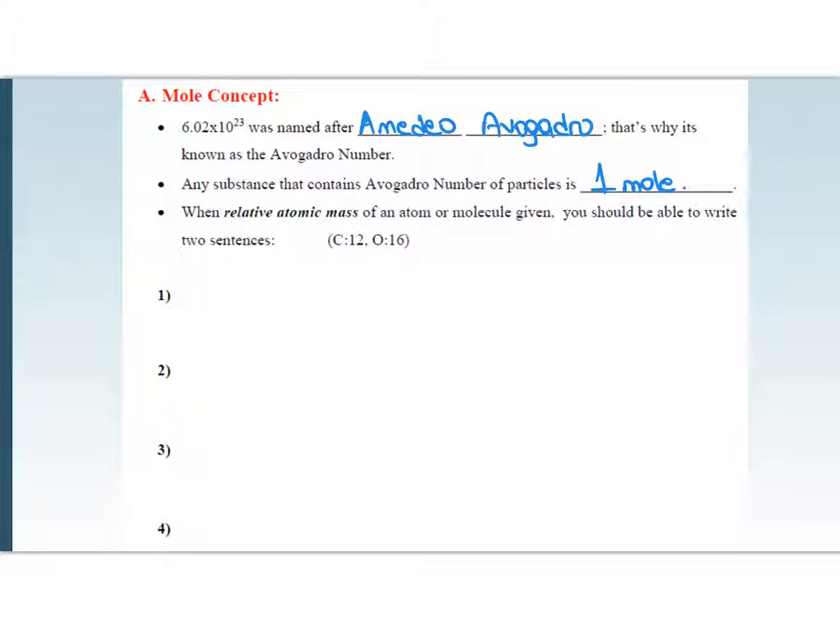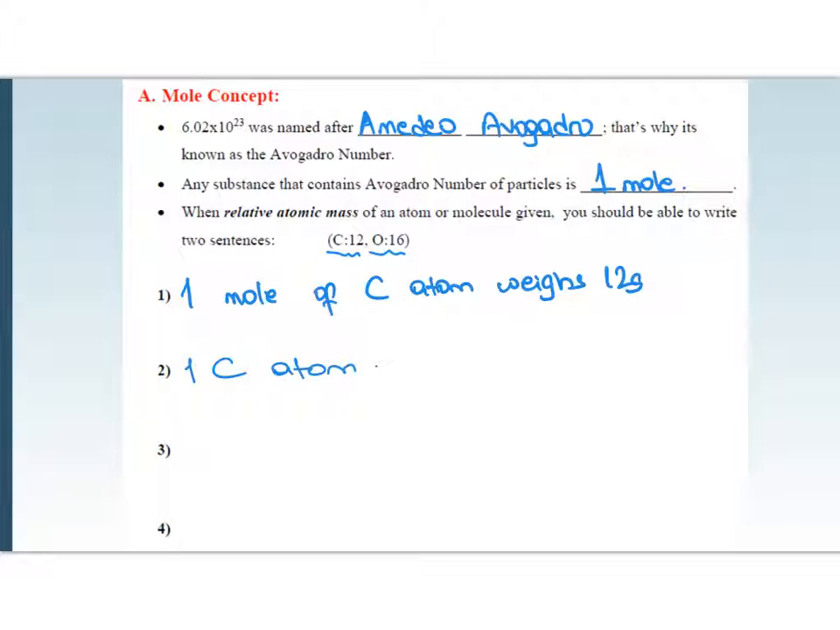So when the relative atomic mass of an atom or a molecule is given, you should be able to write two sentences. The first one, for example, carbon is given as 12 here and oxygen is given as 16 here. This means 1 mole of carbon atom weighs 12 grams. Or you can have another sentence: only 1 carbon atom weighs 12 grams per Avogadro.